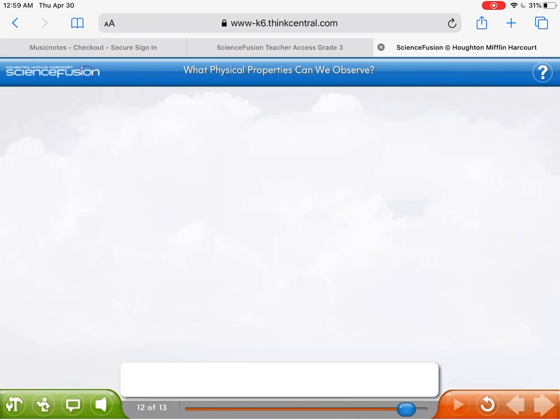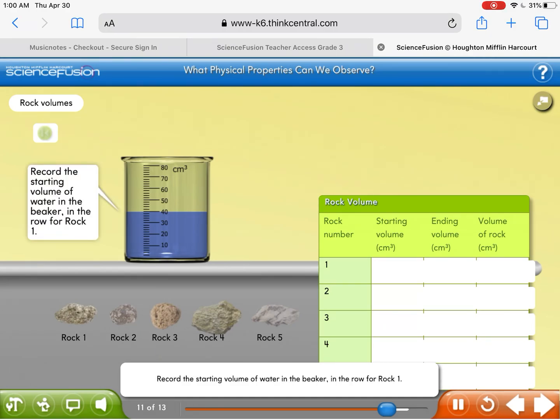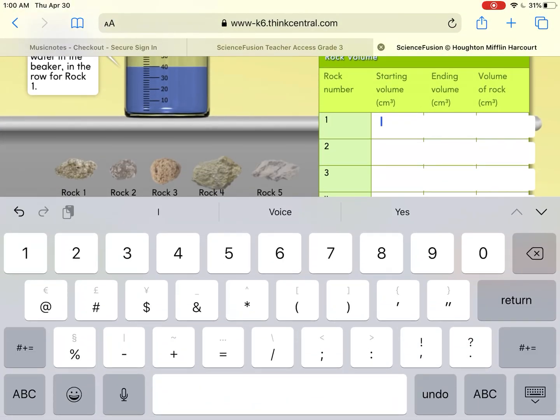Let's see what you Next. found. Let's see what you found. Use the beaker of water to measure the volume of each rock. Use the beaker of Let's water start with to rock measure the 1. volume of each rock. Record the starting volume of water in the beaker in the row for rock 1. Volume of water in the beaker in the row for rock 1.